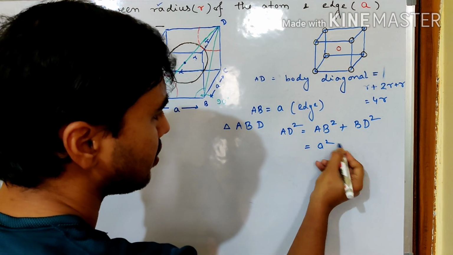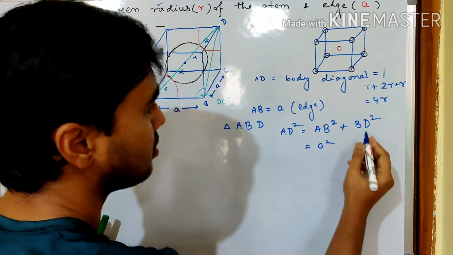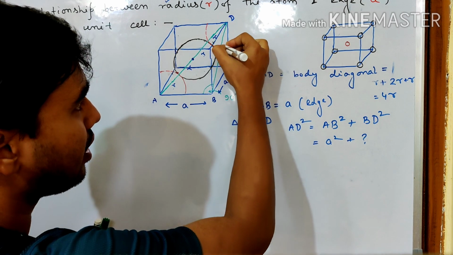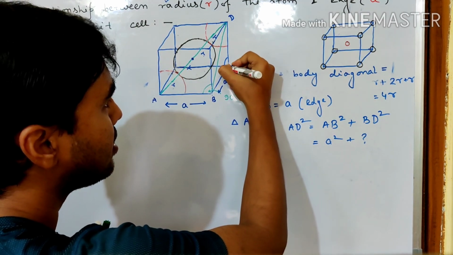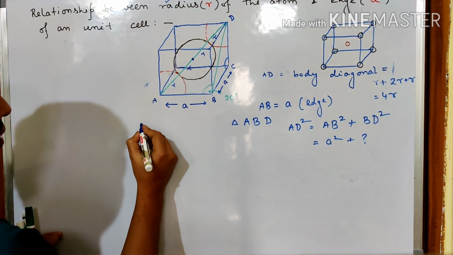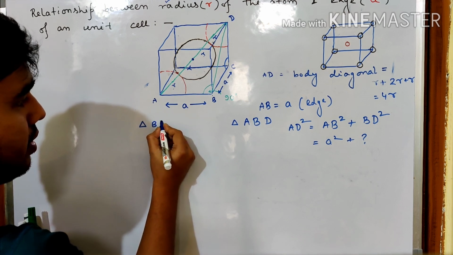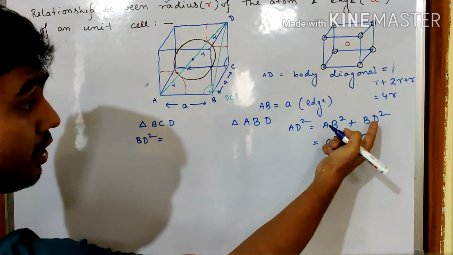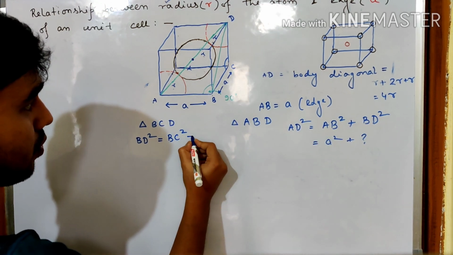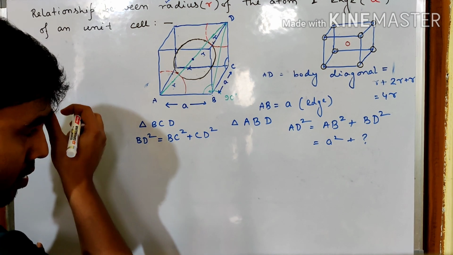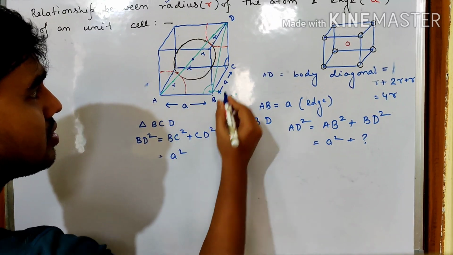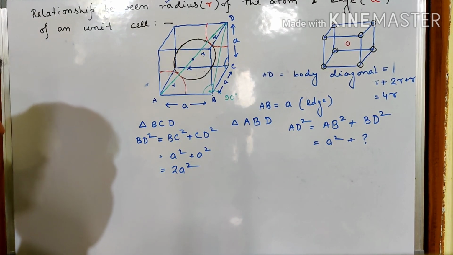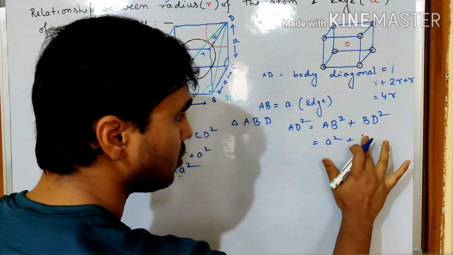AB square is already known, that is A square. But what is the value of this BD square? That we don't know, so we should be able to find it out separately. To do that, check this triangle now. This one, B, C and D. Check this angle. It is a right angle. So for triangle B, C and D, I should be able to write BD square, that I am trying to find out, is equal to BC square plus CD square. Now BC square is A square, and CD square, this much is also the edge of the unit cell. So that is 2A square. Now we have got the value of BD square is equal to 2A square.